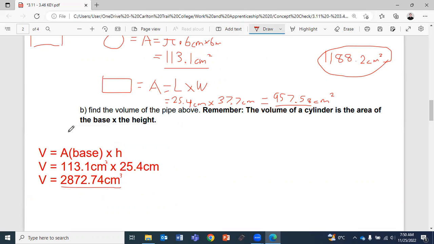A lot of you guys did length times width times height here, which doesn't make sense. That's for the volume of a prism. A cylinder is not a prism. A prism is basically like a rectangle or something like that, right? This is not one of them.